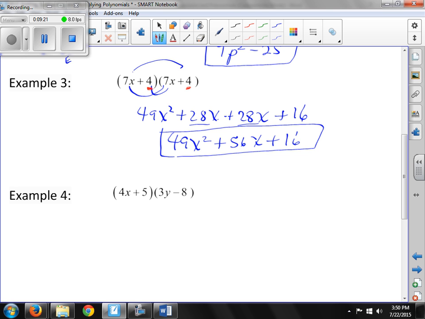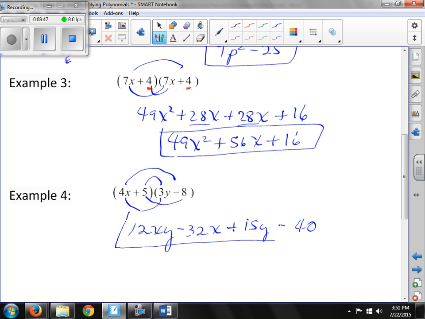We're going to do first 4x times 3y. Well, now 4 times 3 makes 12, and x times y makes xy. The outside 4x times negative 8 would be negative 32x. The inside 5 times 3y would be plus 15y. And the last would be 5 times negative 8, which would be negative 40. And none of these will combine together, so this is our final answer on that problem.